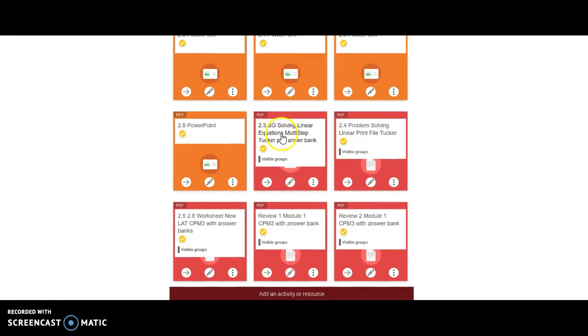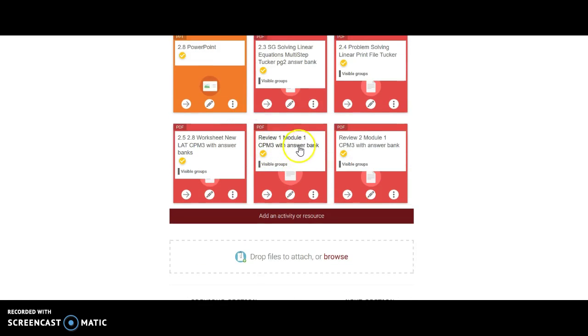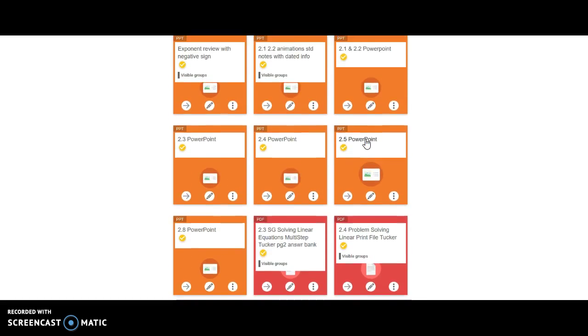Here are files on the small group activities that we've been doing. Here's 2.3, 2.4, 2.5, and 2.8. So if you've lost those or you weren't able to make it to class, you can find those sheets here. And here is the Module 1 review, review number 1 and review number 2. So if you're not in class, you can still do the review, or if you lost it, here's where you're going to find it. Okay?